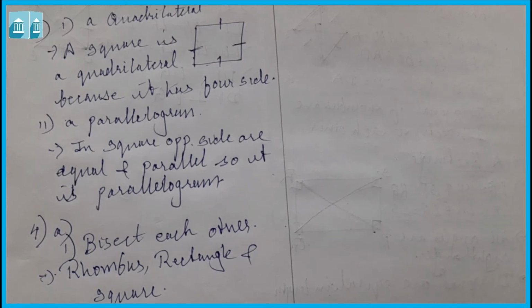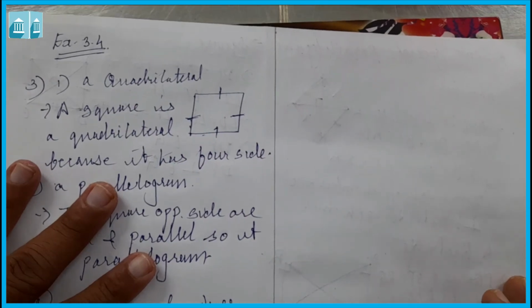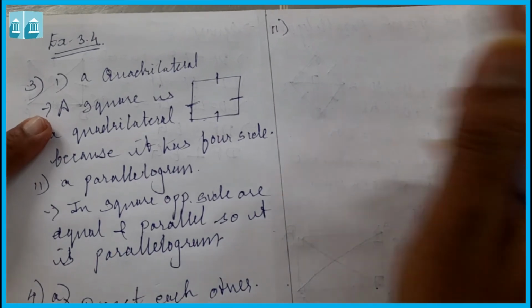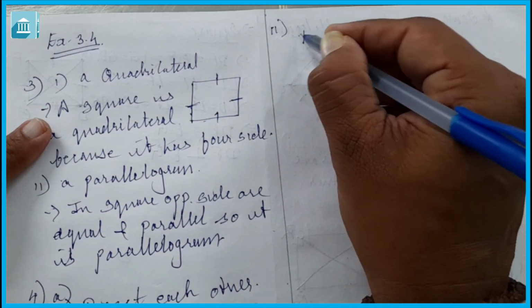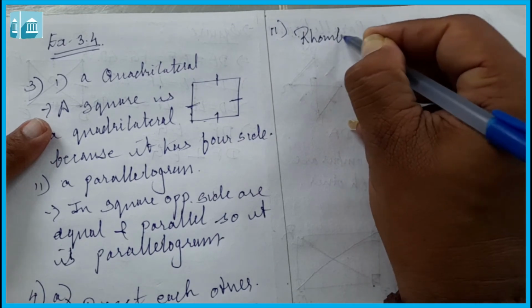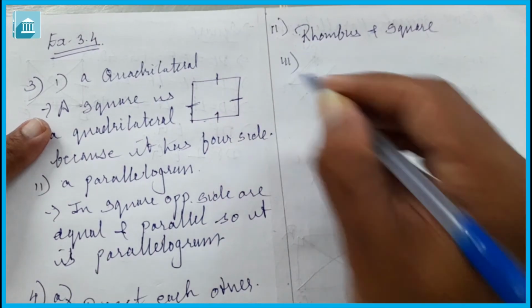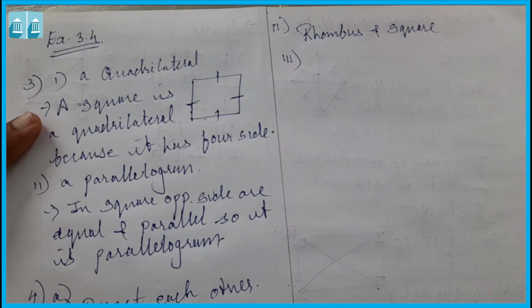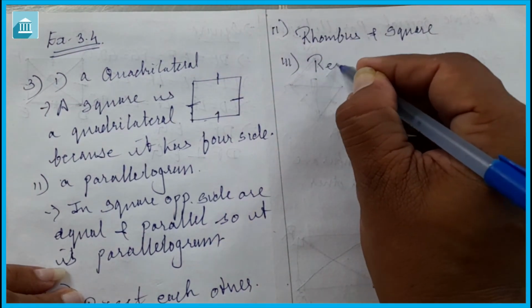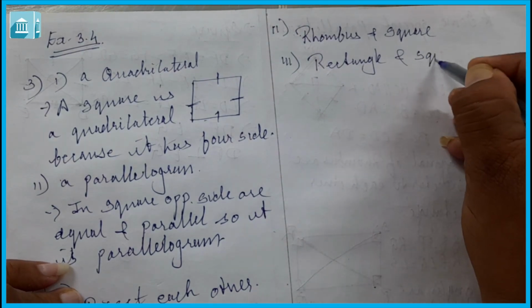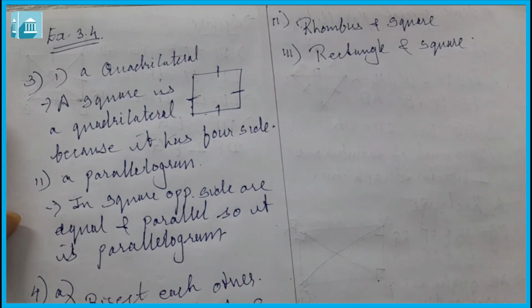Then second one is diagonals are perpendicular bisectors of each other. We had learned in the properties that diagonals are perpendicular bisectors in rhombus and square. Third one is diagonals are equal. So diagonals are equal in rectangle and square. So here we end question number 4.